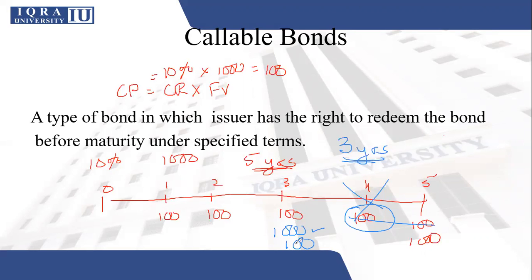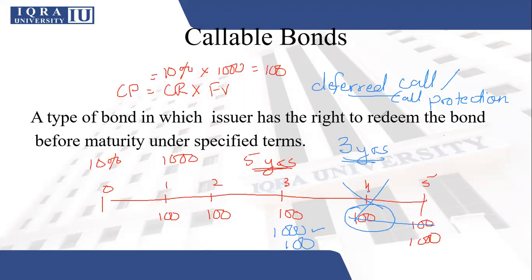Now, another concept that is part of this call provision is your deferred call. Deferred call is actually a duration during which the bonds cannot be called back. It is also called call protection. So during this time period, the corporation is not allowed to call back the bond. For example, if this bond had a deferred call period of 4 years, it actually cannot call the bond until the fourth year has ended. So it cannot call it at the end of the third year.